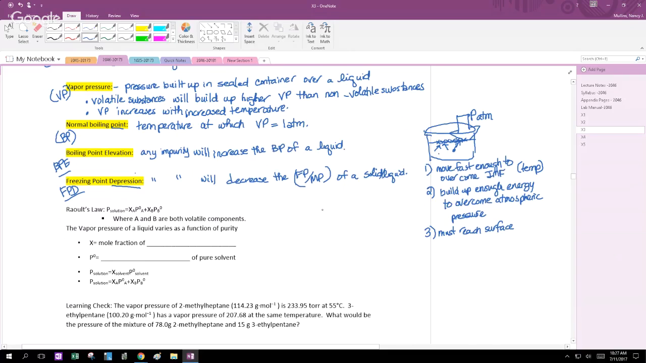In order for something to freeze, the particles must get close enough, they have to be moving slowly so that they can reestablish their intermolecular forces. So what if the particles can't get close to each other because there's other stuff in the way? Then it's going to delay their process of freezing.